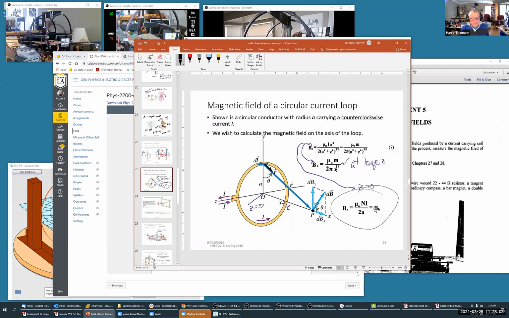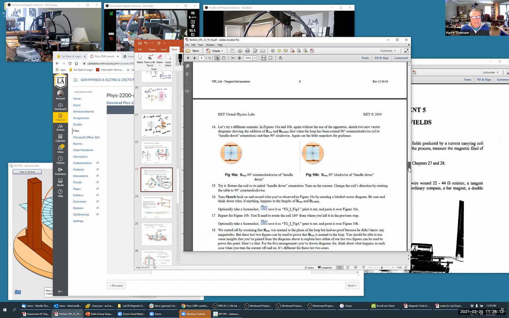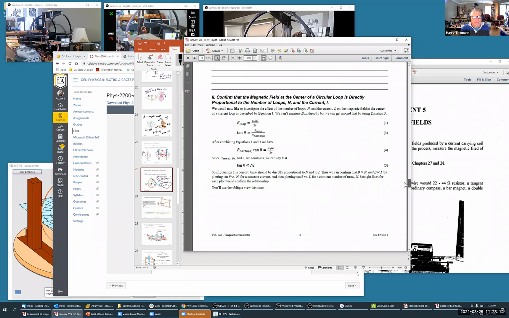So, like I said, if we want to save time, does anybody have any questions about what you did in this exercise here and how to determine the Earth's magnetic field with this technique? Does anybody have any questions about it? All right, going well.